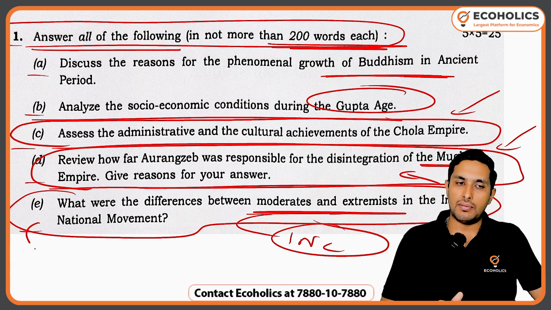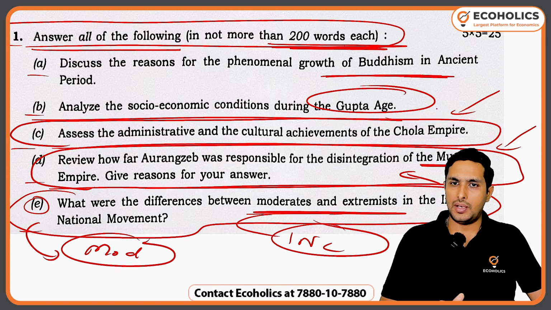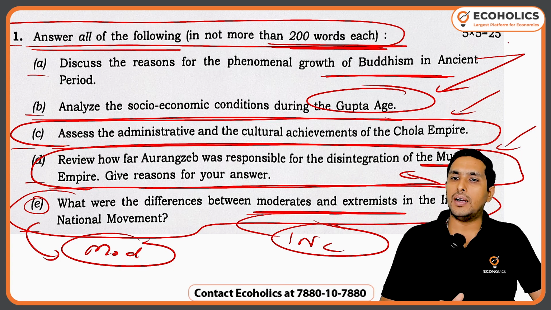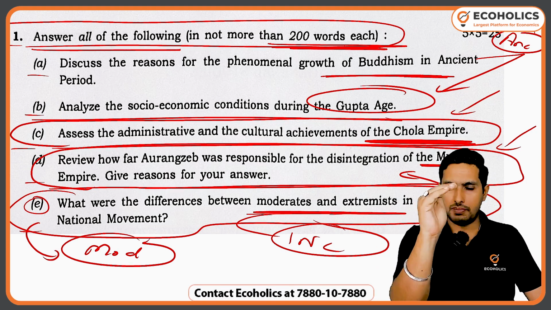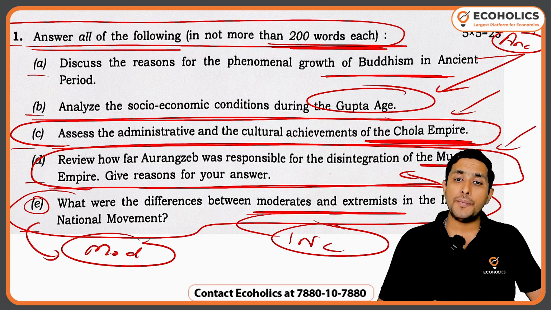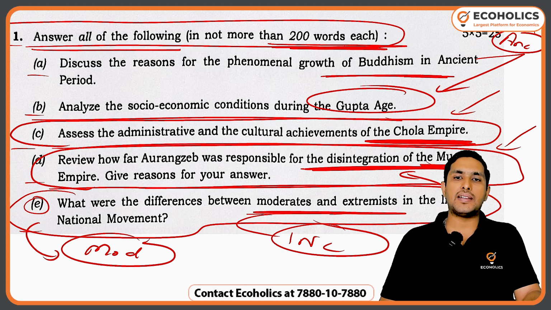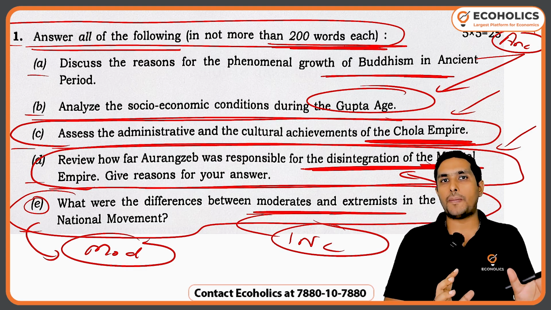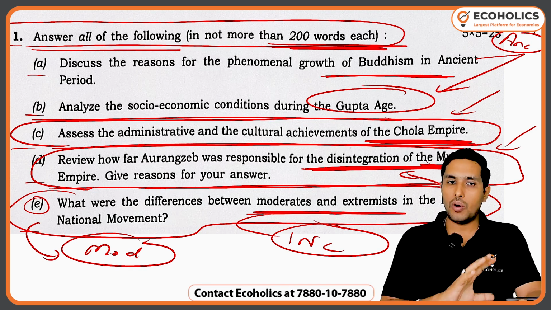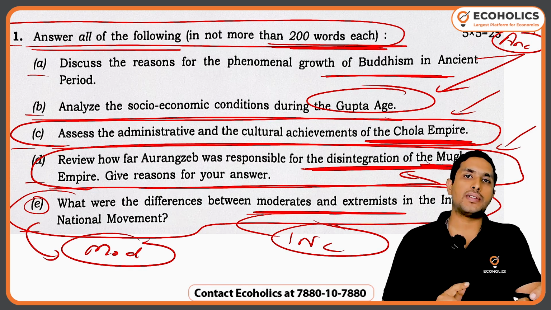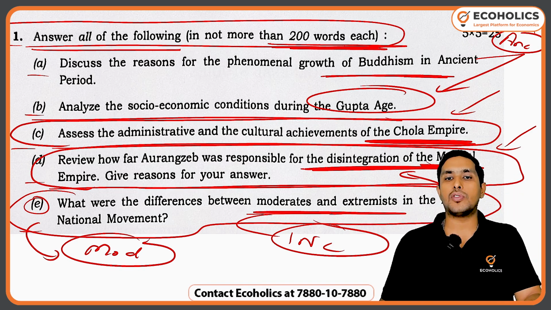Of course, question number 5, that is moderate extremism, is properly from the modern Indian history. Buddhism, Jainism, and Gupta are properly from the ancient. But if you talk about the Chola, it is ancient and medieval, some aspects of both. And disintegration of Mughal is basically medieval and the modern. So this is a very interesting insight which we have seen. I'm going to be discussing all these 5 questions, how we are supposed to answer them, how do we properly structure them. That is the most important aspect we are going to be focusing upon.